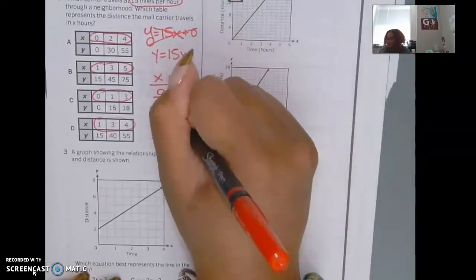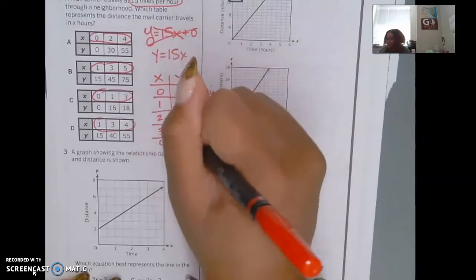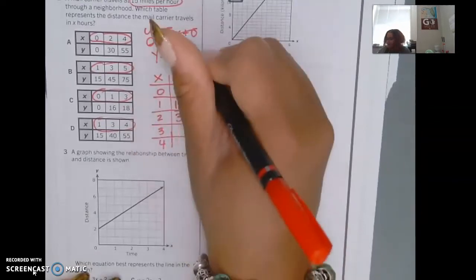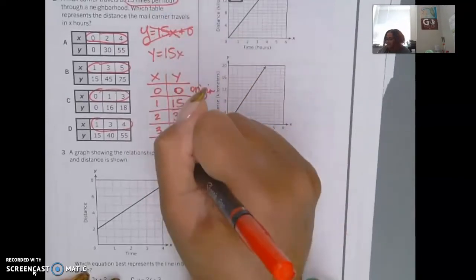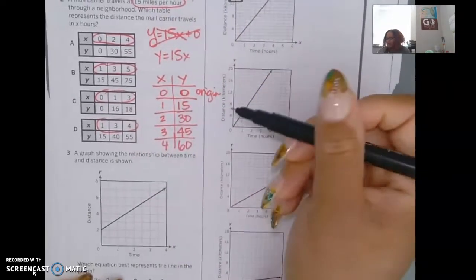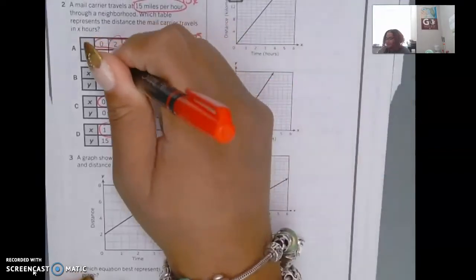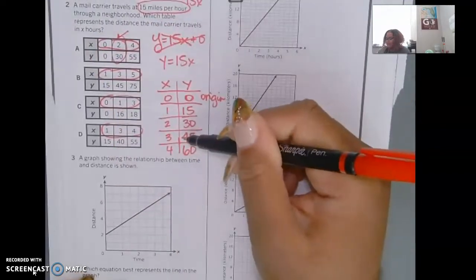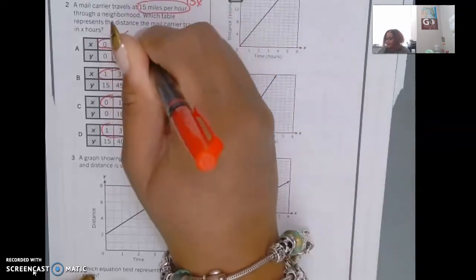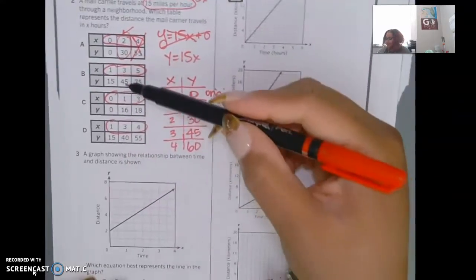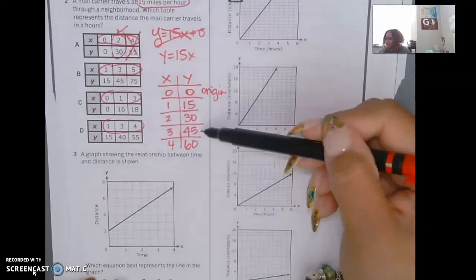1 times 15 is 15. 2 times 15 is 30. 3 times 15 is 45. And 4 times 15 is 60. So now I need to find these answers. I have 2 and 30. That looks good. But then it says 4 and 55. Nope, I've got 4 and 60. This part's wrong. I've got 1 and 15, 3 and 45.